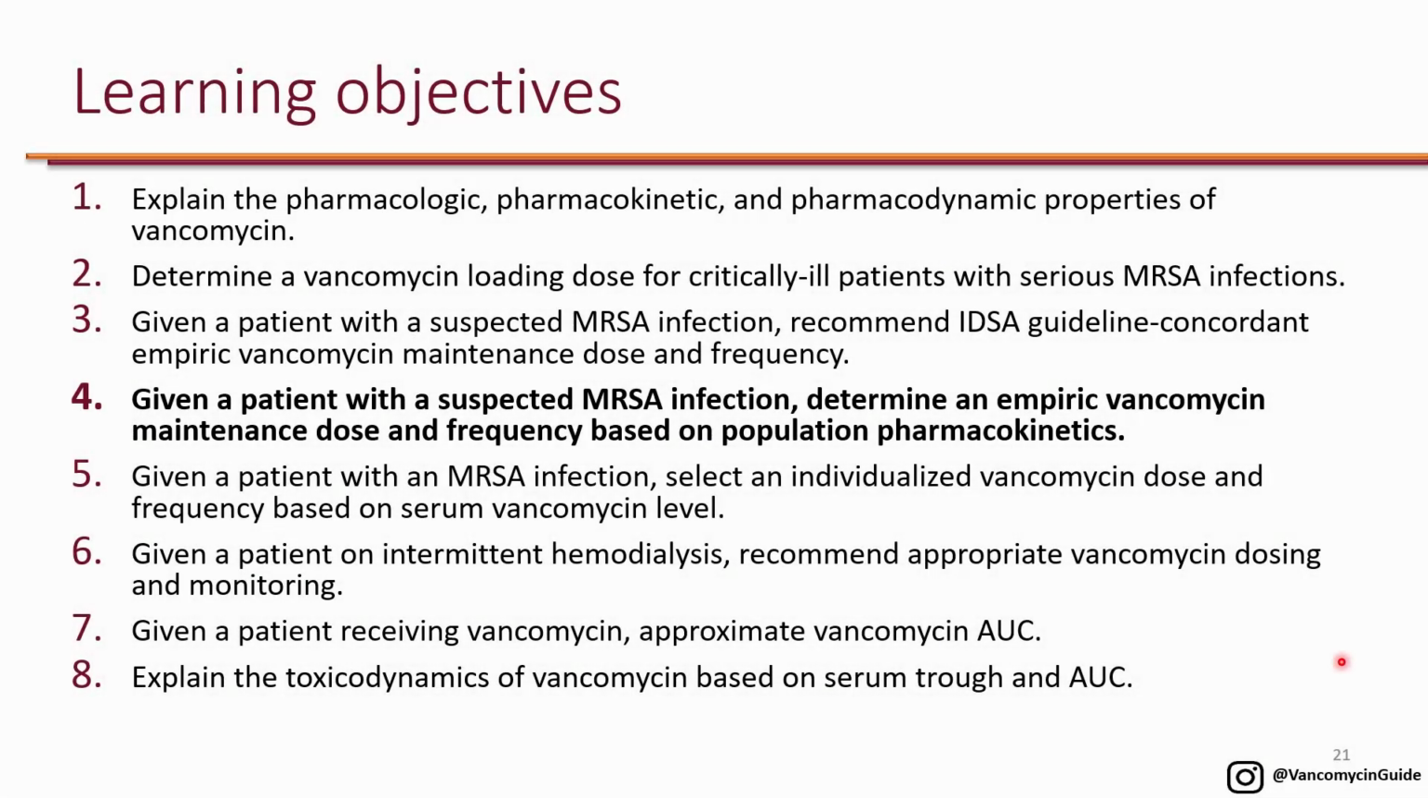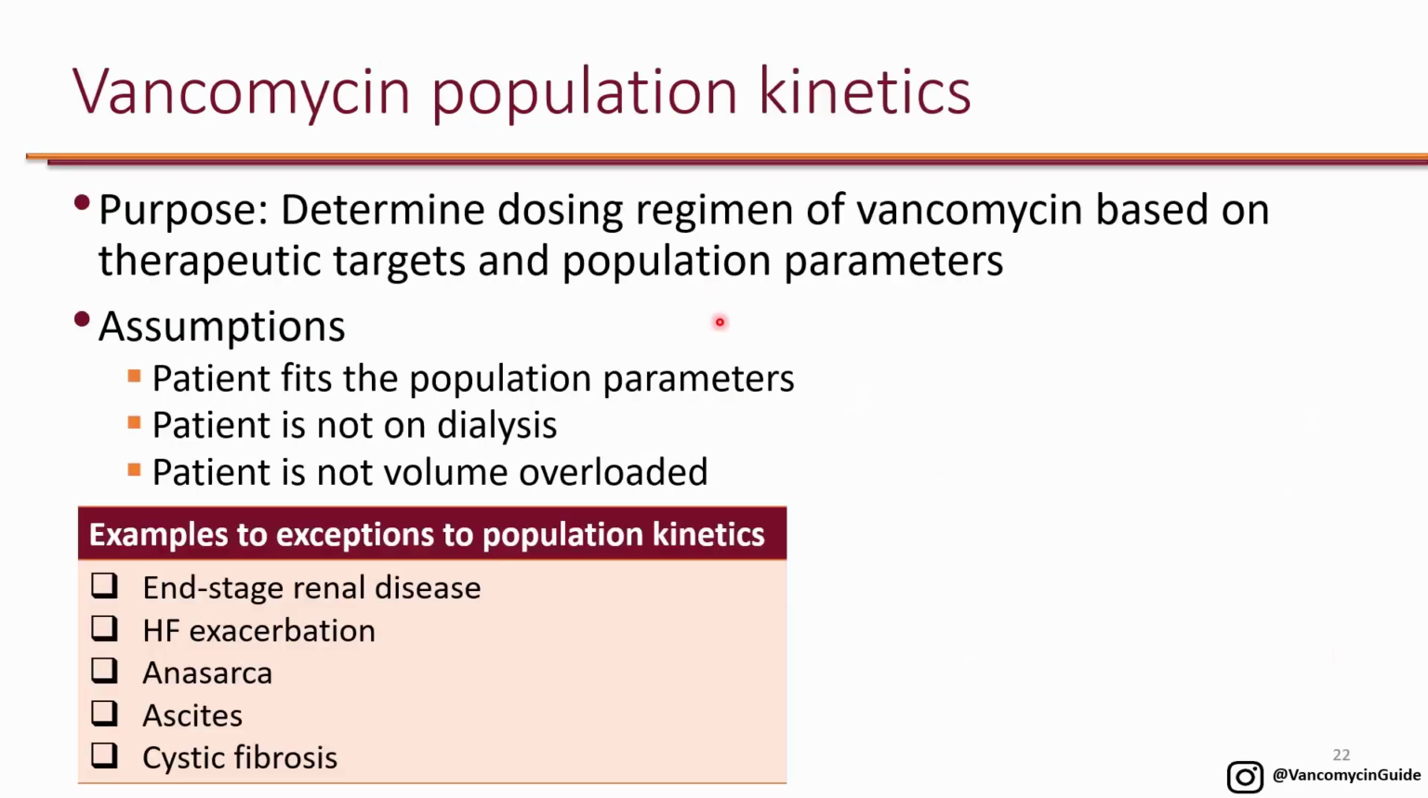We explained the PK/PD of vancomycin and determined the loading dose in critically ill patients. We also determined IDSA guideline-concordant empiric vancomycin therapy. Now the next learning objective is: given a patient with a suspected MRSA infection, determine an empiric vancomycin maintenance dose and frequency based on population pharmacokinetics. When it comes to population kinetics, the purpose is to determine the dosing regimen of vancomycin based on therapeutic targets and population parameters. So we're making assumptions from these pharmacokinetic models.